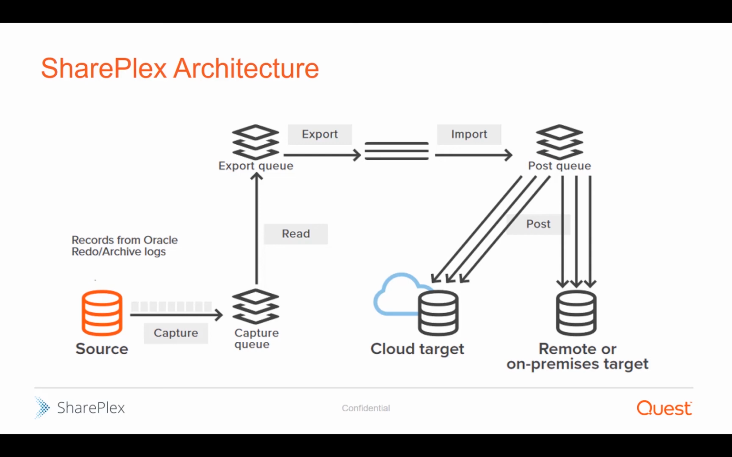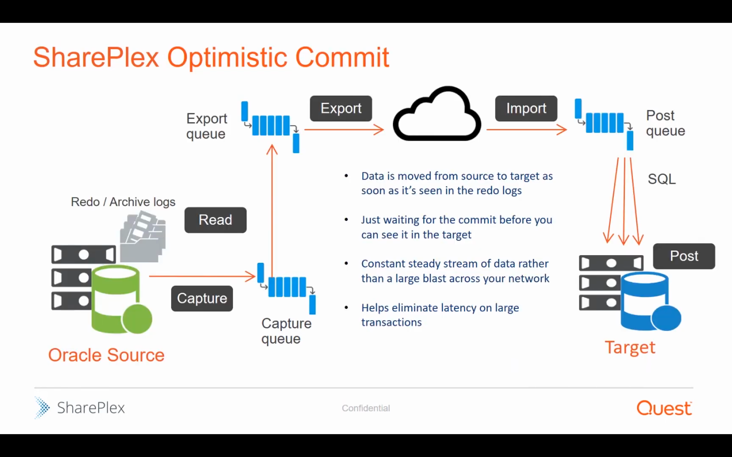So if you update 1,000 rows, that will be captured from the redo logs. That will be sent through the export queue over the VPN or the internet to the target post queue, which could be like a cloud instance. But we just basically regenerate the SQL statements and apply those to those target databases to synchronize them. That's the process we go through.